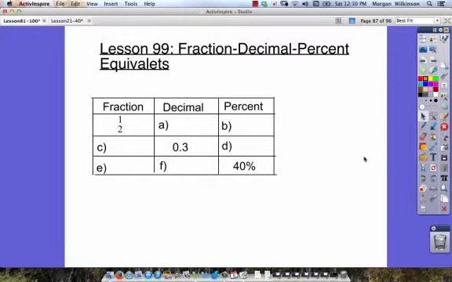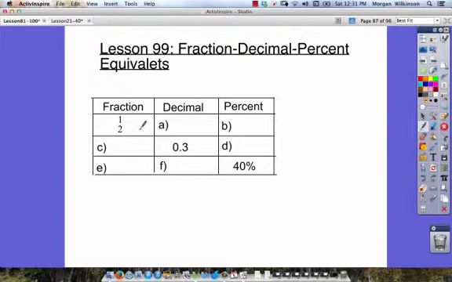Lesson number 99 is about fraction decimal percent equivalence. And that just means we want to make everything equal to each other. So we have tables that will look like this. And they're always going to be fraction on the left-hand column, decimal in the center column, and percent on the right-hand column. Now in order to solve the problem, we're given one of the three, and we need to figure out what the other two would be.